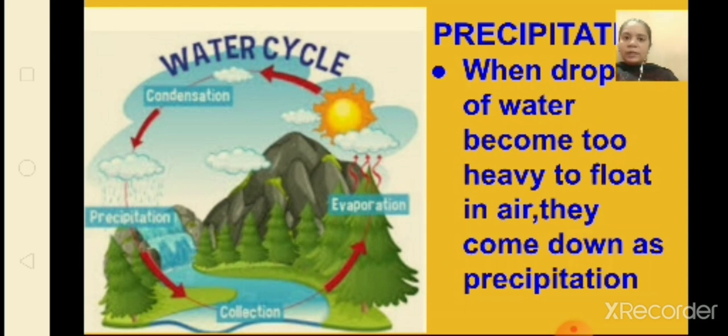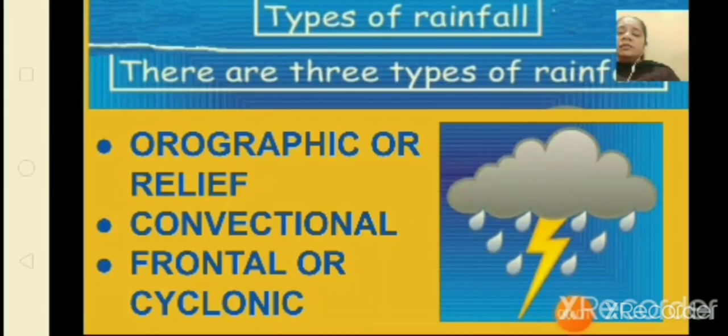Most of the groundwater comes from the rainwater. Plants help preserve water. When trees on hillsides are cut, rainwater flows down the bare mountains and can cause flooding of low-lying areas. So, children, on the basis of these mechanisms, we can say that there are three types of rainfall: orographic or relief rainfall, convectional rainfall, and frontal or cyclonic rainfall.